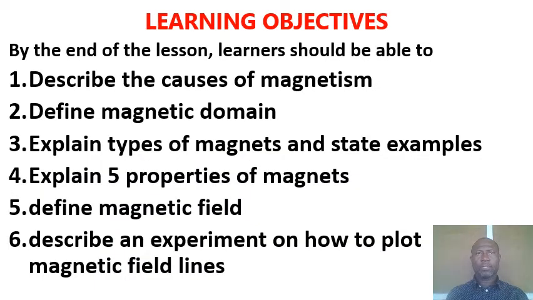Learning objectives. By the end of the lesson, students should be able to: 1. Describe the causes of magnetism. 2. Define magnetic domain. 3. Explain types of magnets. 4. Explain at least 5 properties of magnets. 5. Define magnetic field. 6. Describe an experiment on how to plot magnetic field lines.